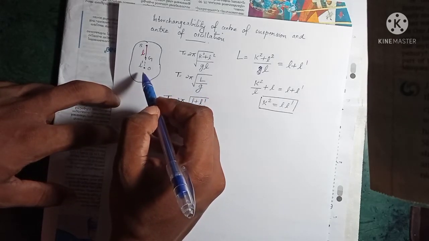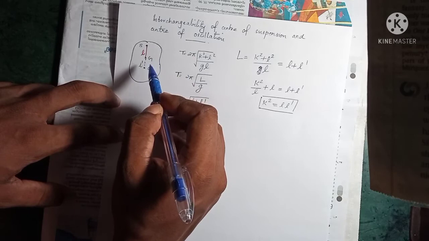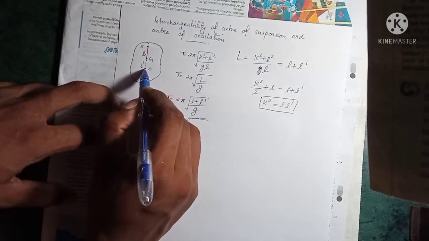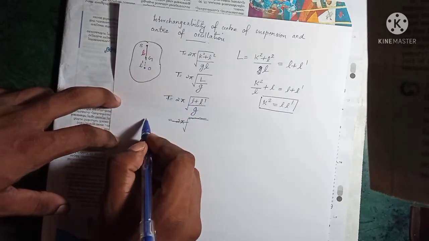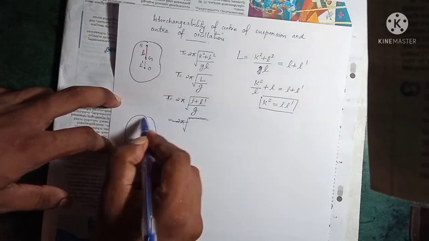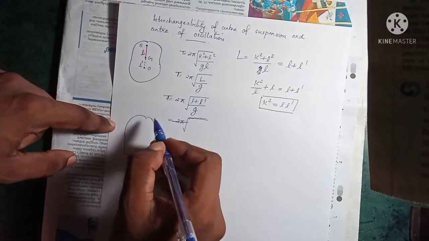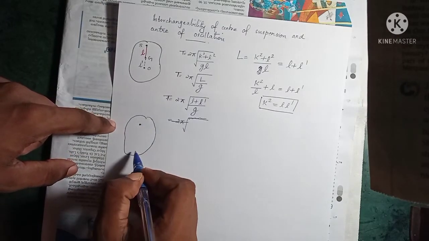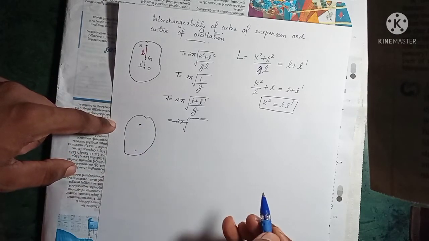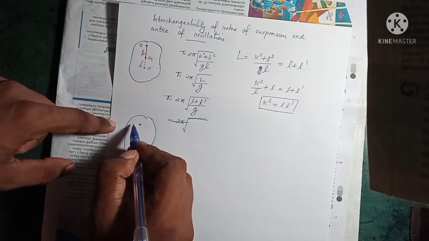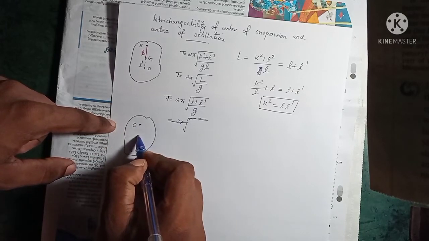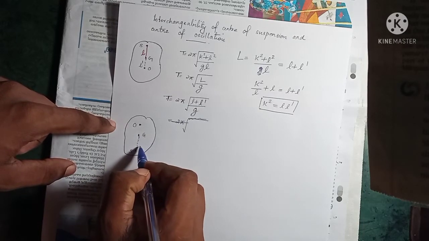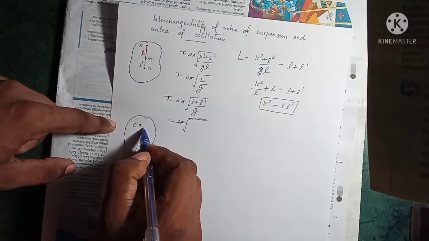Now what happens if we invert the compound pendulum? That is, we suspend the compound pendulum in this point. That is, if we invert the compound pendulum, the center of oscillation comes here, center of suspension comes here. So this is center of suspension and this is center of oscillation, and this is center of gravity. This distance was L and this distance was L dash.